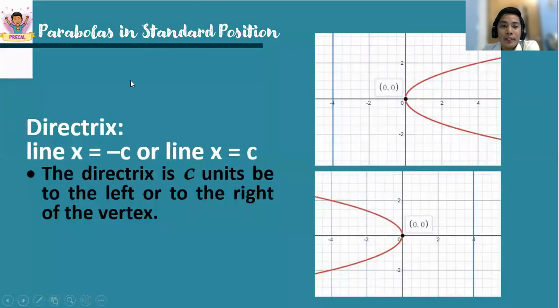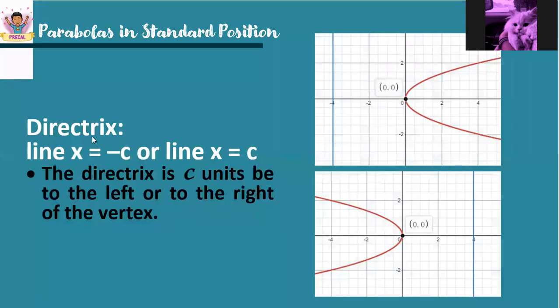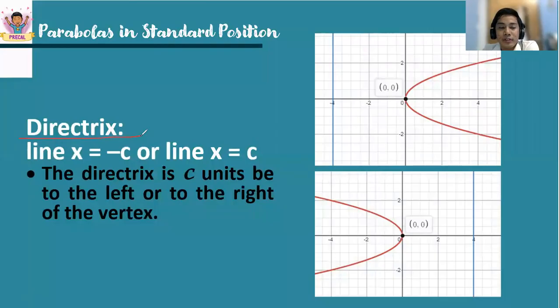Now, what if the parabola opens to the right or it opens to the left? Notice the directrix will change the equation of the line. The equation of the directrix of a parabola which opens to the right is x is equal to negative c. Notice this blue line, this one. This is the directrix. Okay, so the directrix is located to the left of the vertex. That's why it's negative c. So when we say left, it's negative.